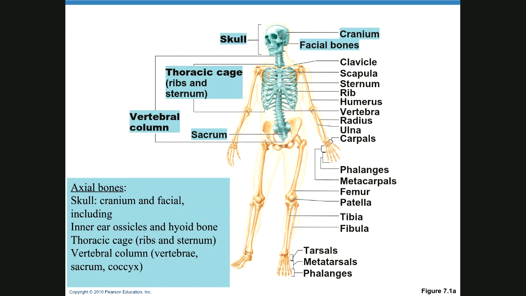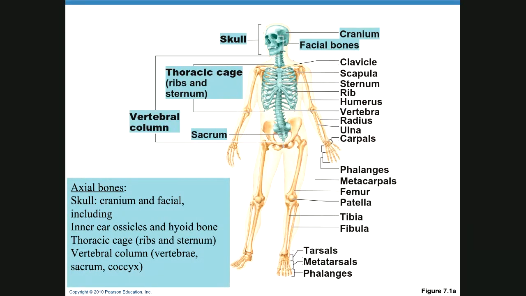So, for example, the hyoid bone under the mandible will be an axial bone. The ossicles in the inner ear will be axial bones. So those will be bones that you may not think of as being axial, but they are. All of the vertebrae are axial bones, as is the sacrum and the coccyx. Obviously the ribs, the sternum, etc.